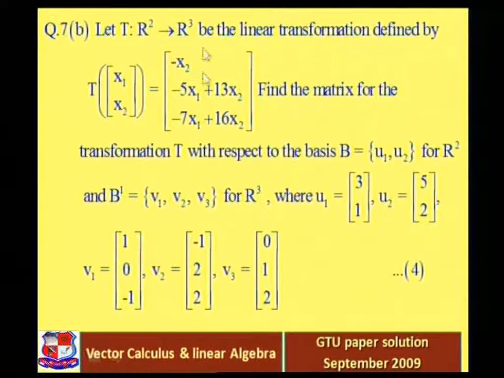Whatever the answer, that is a vector of R3, and we already have a basis for R3, that is v1, v2, v3. So both of those vectors can be expressed as a linear combination of v1, v2 and v3, and using that linear combination we can find the scalars c1, c2, c3. So this is our process.